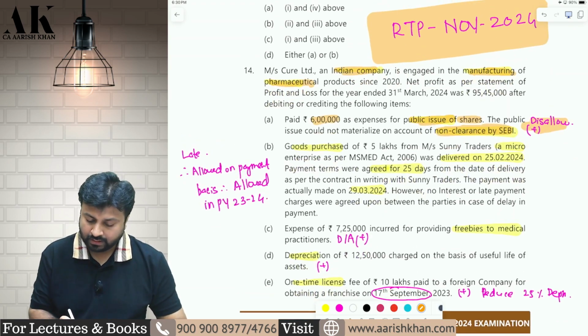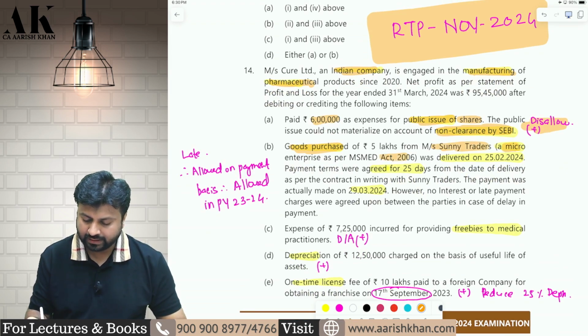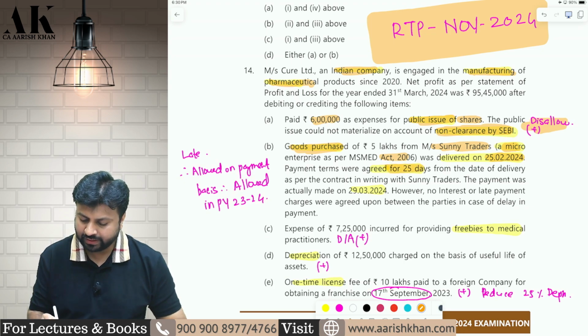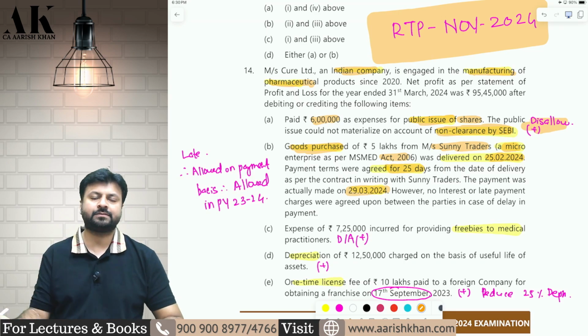Second, the assessee is purchasing some goods from Sunny Traders, which is a micro enterprise, and it was purchased on 25th of Feb. The assessee has promised that it will pay in 25 days, but it did not pay in 25 days. It made the payment beyond 25 days.